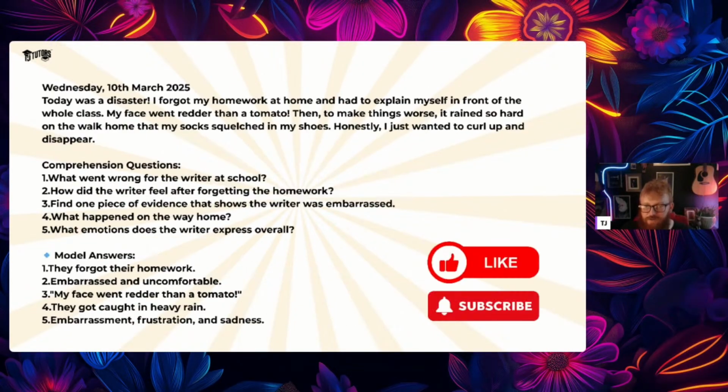Okay, cool. Let's go through some of these. So our answer to number one, what went wrong? They forgot their homework. How did they feel after forgetting the homework? Well, they might feel embarrassed, uncomfortable. One piece of evidence that shows the writer was embarrassed: "Well, my face went redder than a tomato."